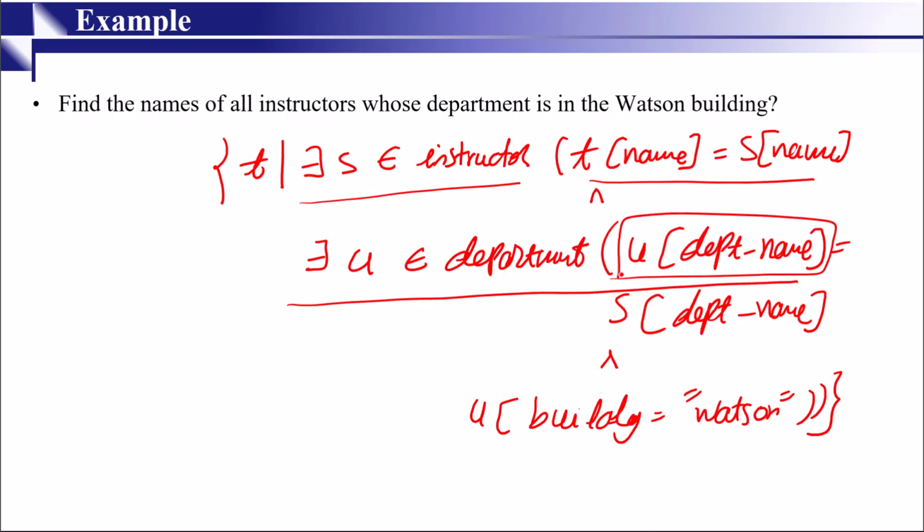U.department name should be equal to S.department name. This links the instructor S to their department U by matching the department name. Then we say U.building is equal to Watson. This is the critical condition. It means the department must be located in the Watson building.